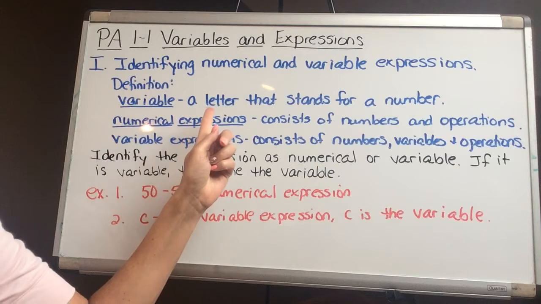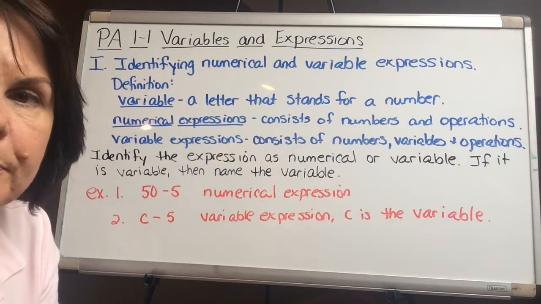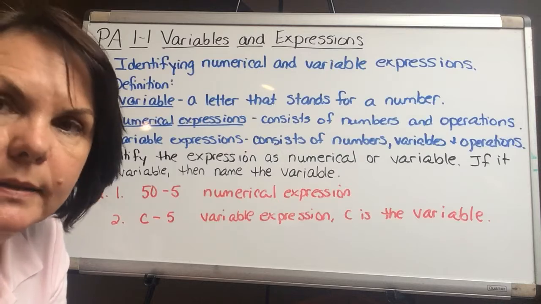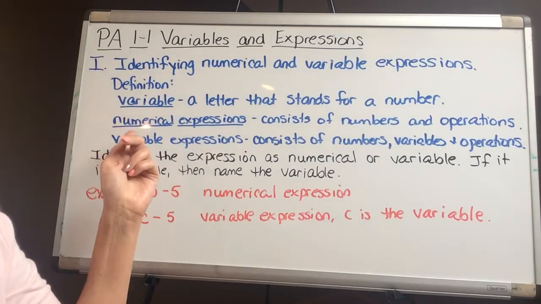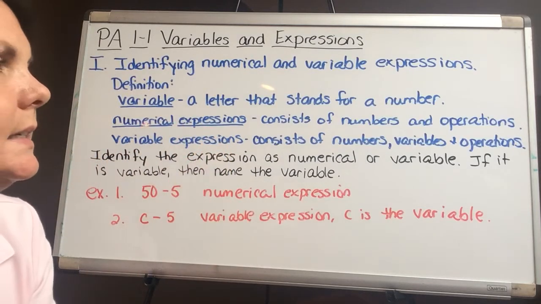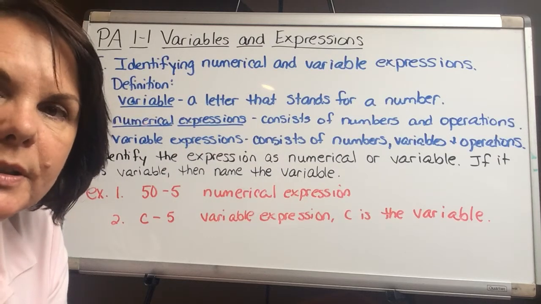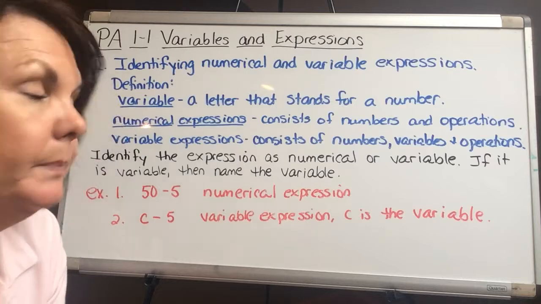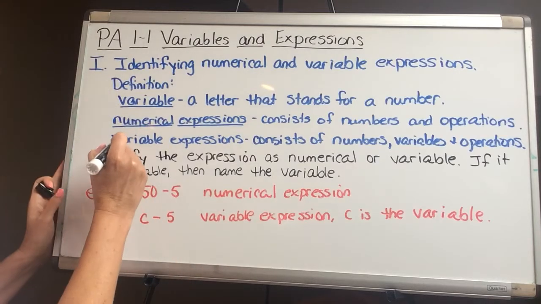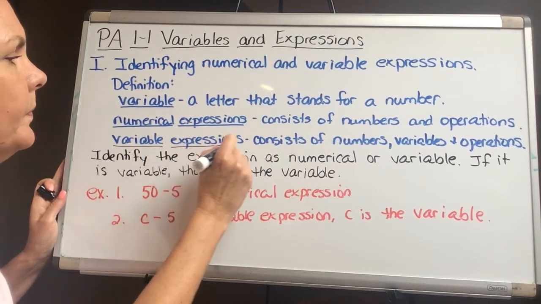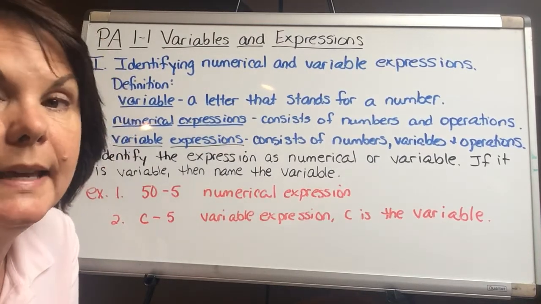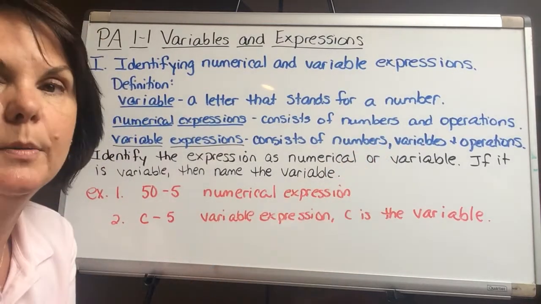Definition of variable: a letter that stands for a number. Any letter that you want, A, B, C, X, Y, Z, doesn't make a difference. Numerical expressions consist of numbers and operations. By operations, I mean addition, subtraction, multiplication, or division. Variable expressions, let me underline that, consist of numbers and operations, but they also consist of variables.